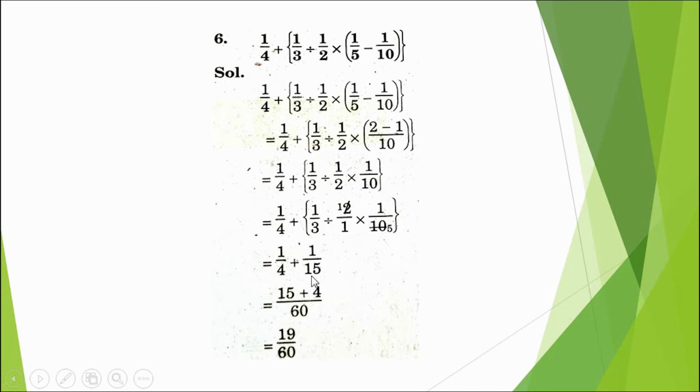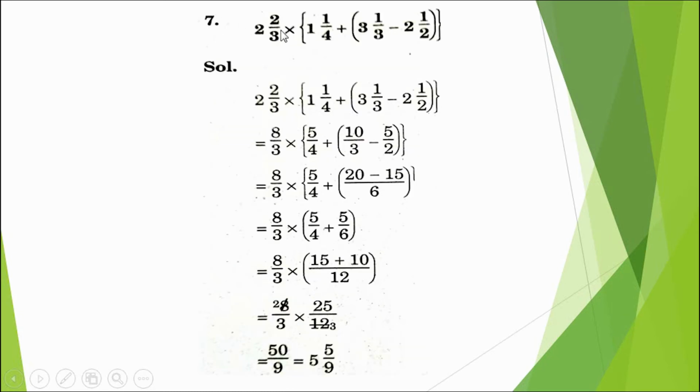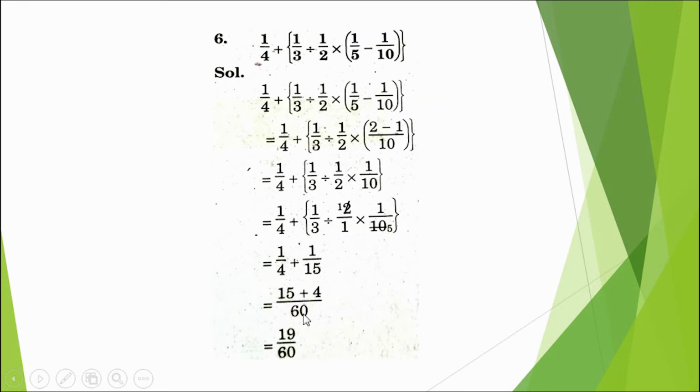Now we multiply 1 with 1, 3 with 5. 1 by 15. Now we take the LCM of 4 and 15, answer will be 60. 15 comes as it is, 15 4s are 60, 4 1s are 4. Now we add 15 plus 4, answer will be 19, denominator will be 60.